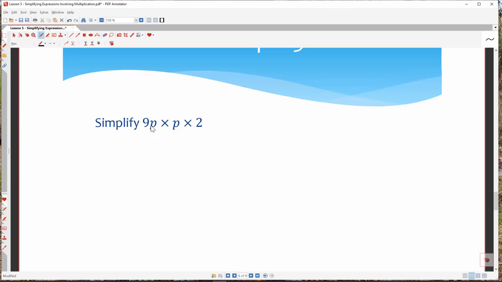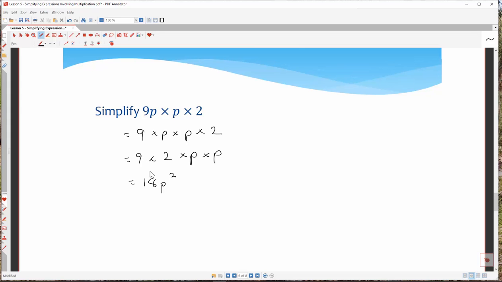All right, we've got 9p times 2. So let's do that trick again of going 9 times p times 2. What we're going to do is write this as 9 times 2 times p times p. 9 2s are 18. Now p times p, that's just p squared. We don't write that multiply sign, so it's just 18p squared.